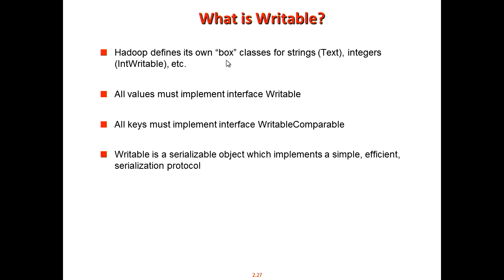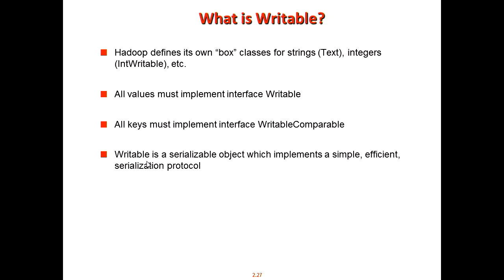So Hadoop defines its own box classes for these primitives in Java, including strings, floats, integers, characters, and all these primitive data types. Within a MapReduce program, all values must implement the interface Writable, and all keys must implement the interface WritableComparable. So when you want to define your own data type, you must implement the corresponding interfaces. But right now, we just use the built-in data types provided by MapReduce.